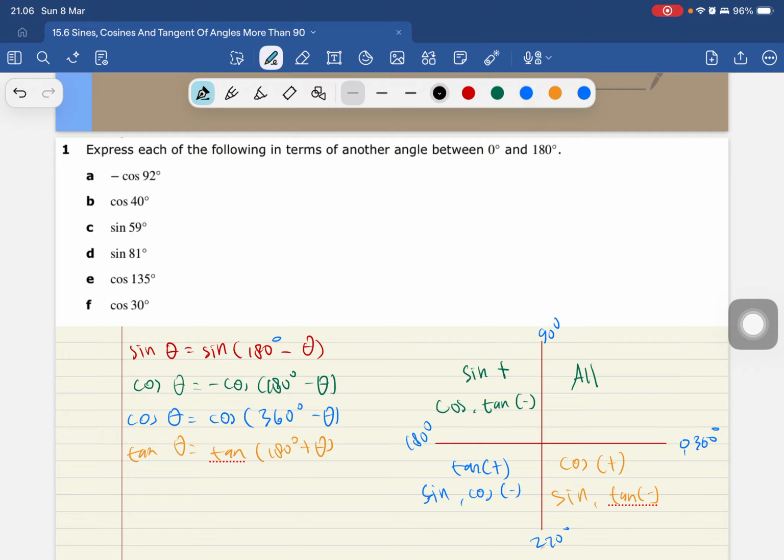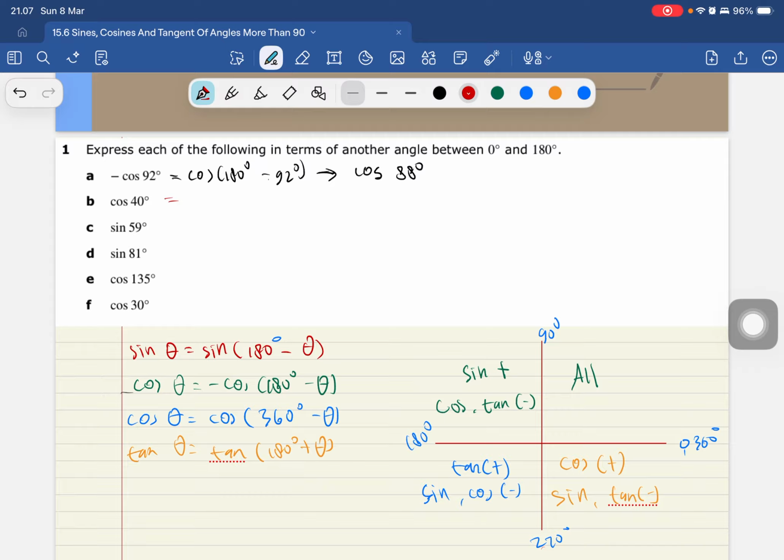Okay, let's go for the first question. We have negative cos 92. So we need to find the angle between 0 and 180, so we'll use the first one. This equals cos of 180 degrees minus the angle 92 degrees. So the answer is going to be cos 88 degrees.